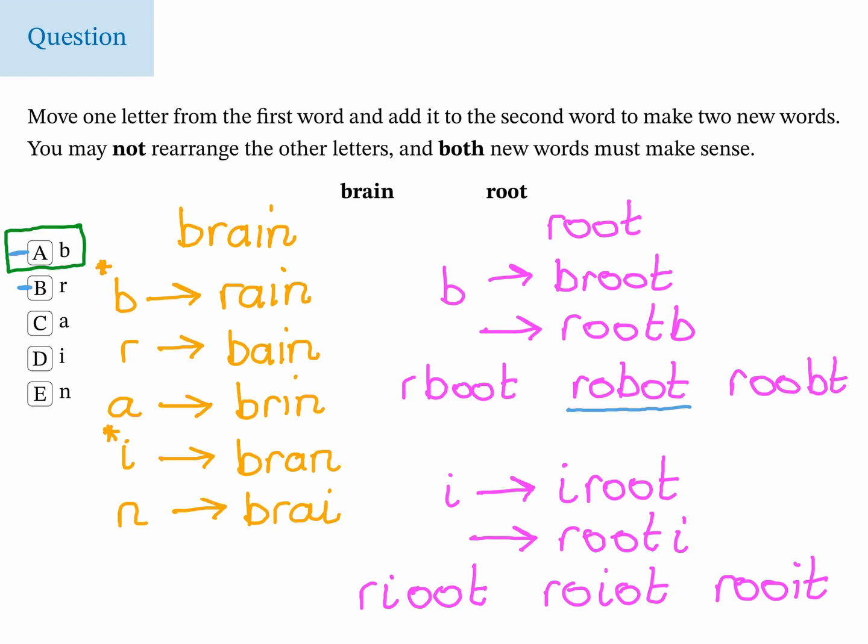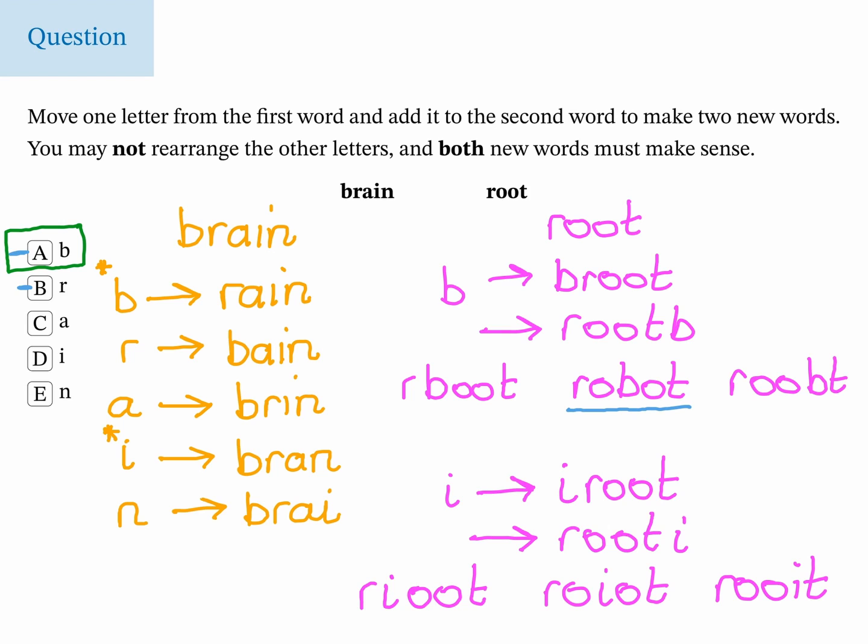So that was a little bit more difficult. We could quite quickly eliminate three of the letter choices by removing them from the first word to see whether we had a word that makes sense. But it was a lot more difficult to figure out where we could put that removed letter into the second word to create a new word. And in this case, it went right in the middle of the word root to create the word robot.